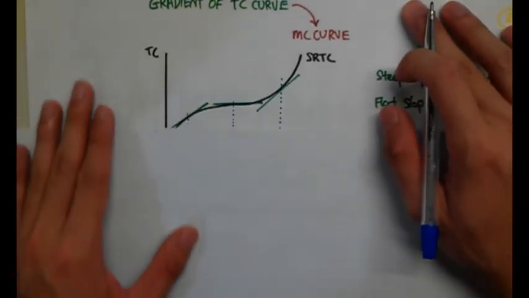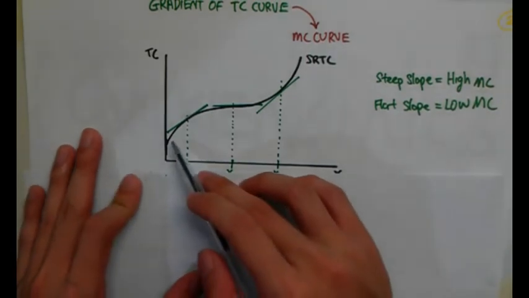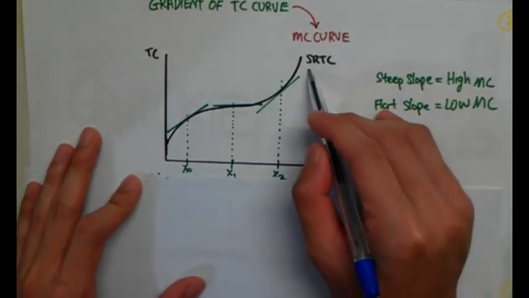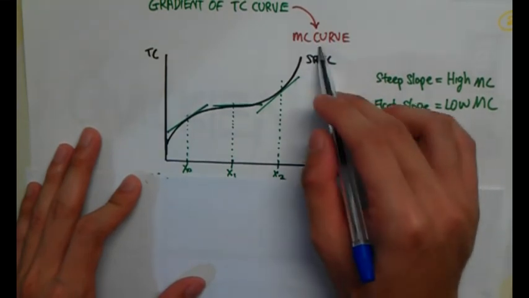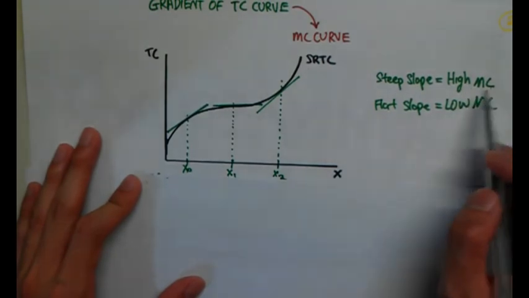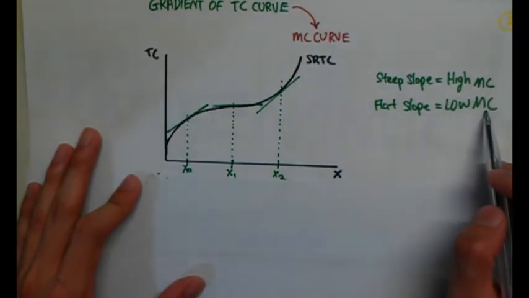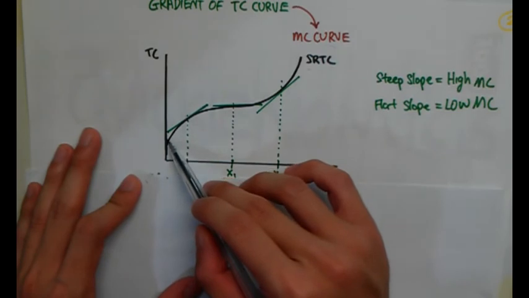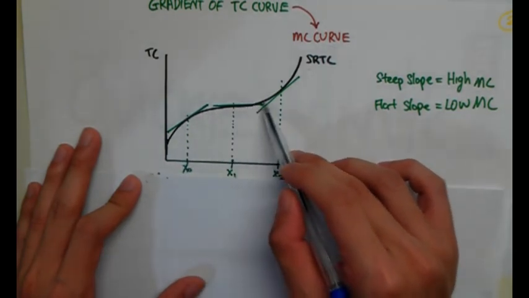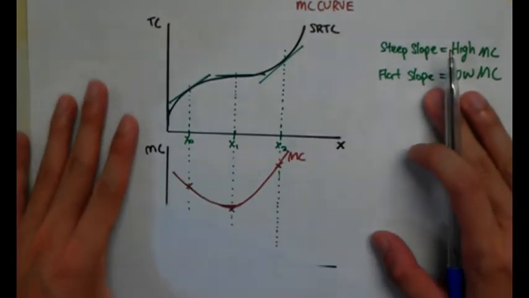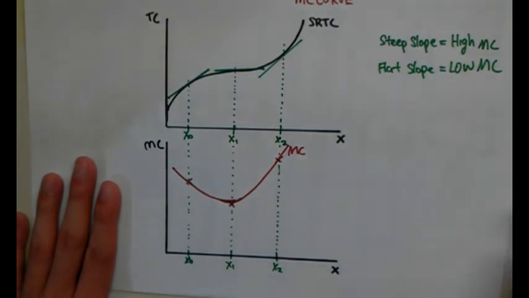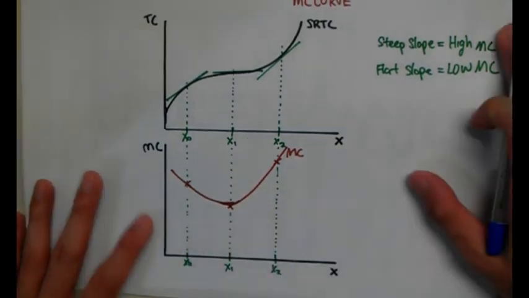To do this, you will draw tangents on the total cost curve. In the case of our example, we'll be using the short run total cost. So the steeper the slope, the higher the marginal cost, and the flatter the slope, the lower the marginal cost. As you can see, we start high, and we go flat, and then we go high again. Therefore, the slope looks like this. This is the marginal cost curve.